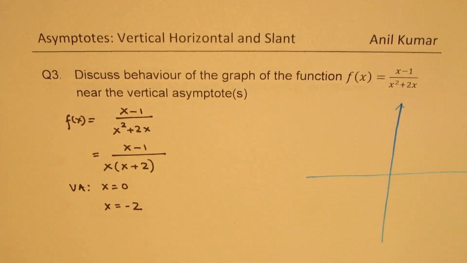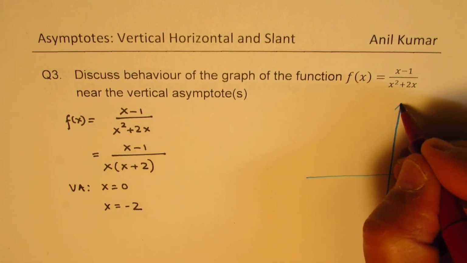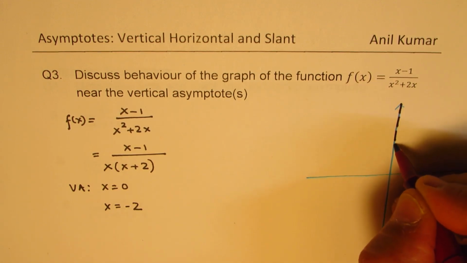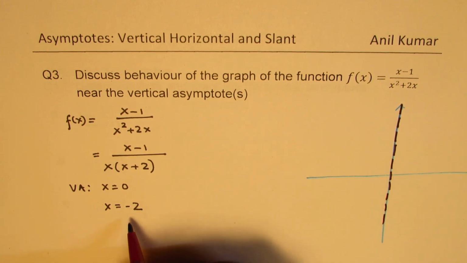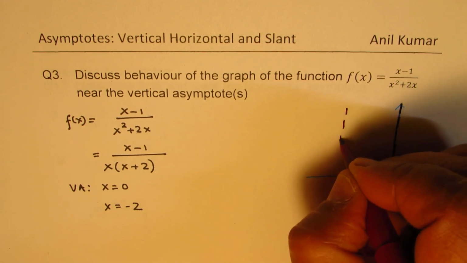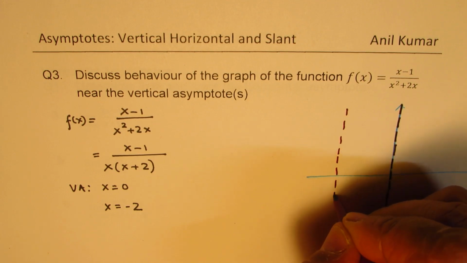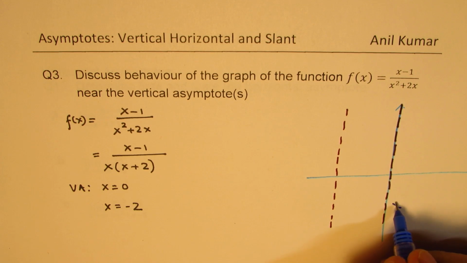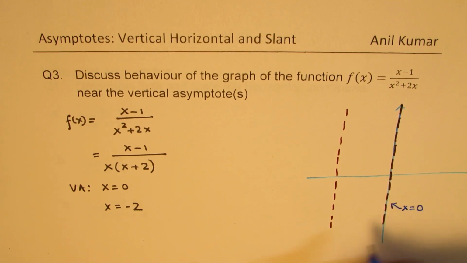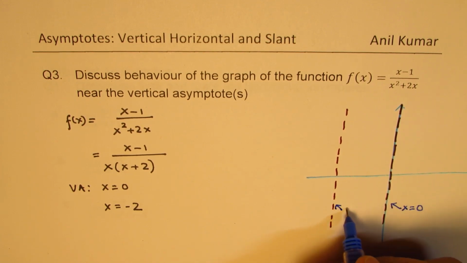So one of the vertical asymptotes is at 0. So that is your vertical asymptote. The other one is at minus 2. So let's say this is the other one, which is at minus 2. So we have these two vertical asymptotes. This is x equals 0 and that is x equals minus 2.